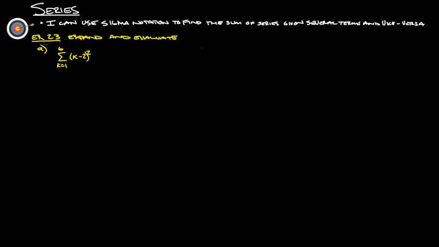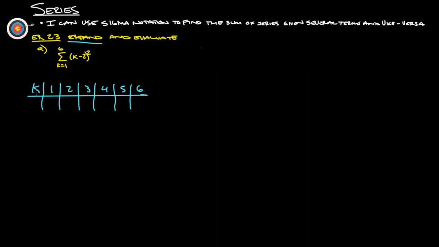All right. Example 23, expand and evaluate. First thing we're going to do is expand, which means we're going to plug in all the integers starting with 1 up through 6 into the expression k minus 2 squared. Okay, and then the evaluate part is we're going to take all those numbers and add them together.